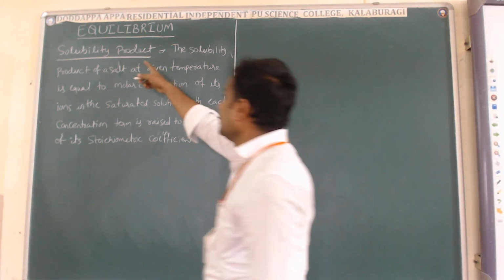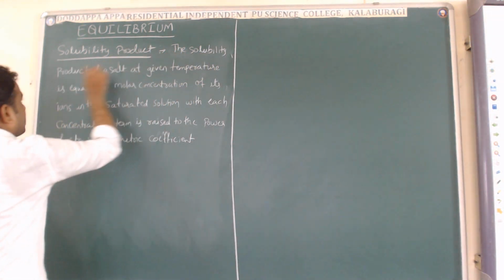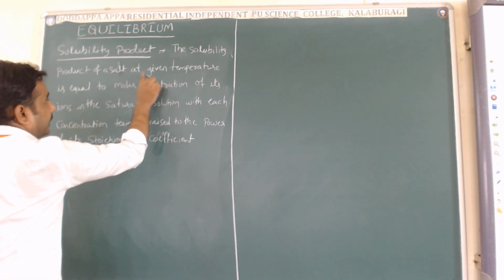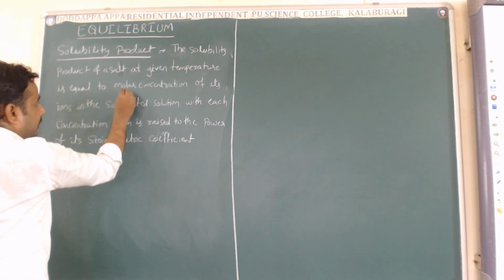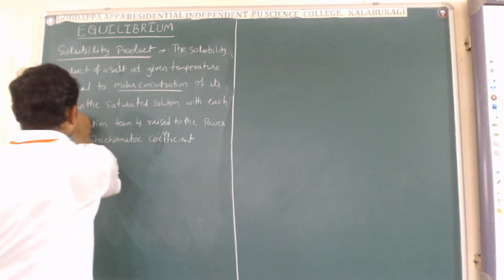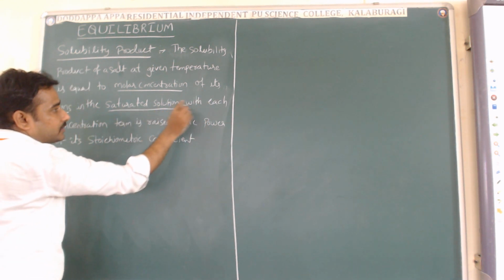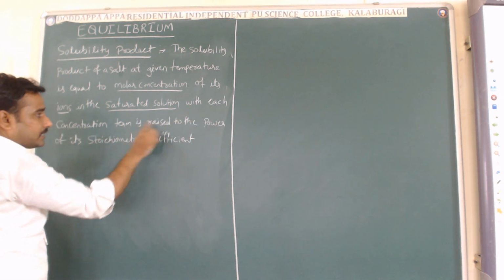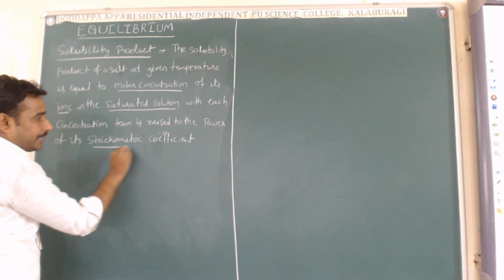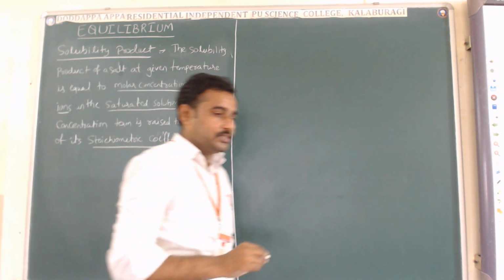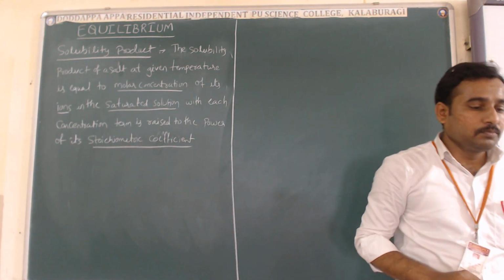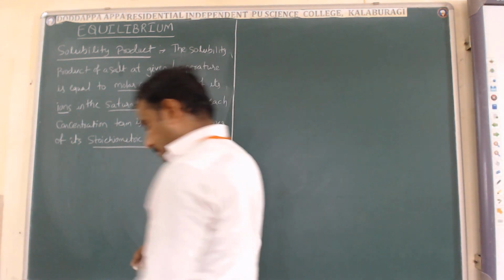What is the meaning of solubility product? The solubility product of a salt at a given temperature is equal to the molar concentration of its ions in the saturated solution, with each concentration term raised to the power equal to the stoichiometric coefficient. So this is what we call the solubility product. Can you give an example here?